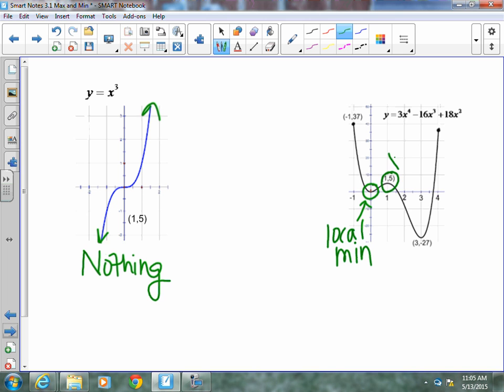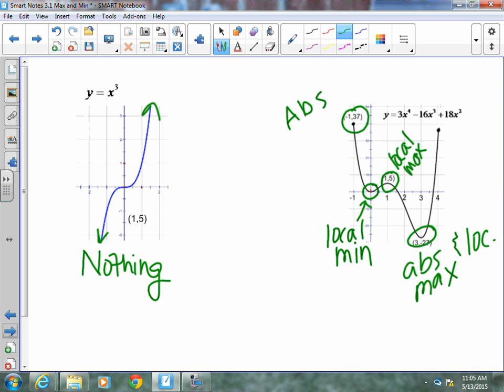So this is going to be a local max. This is going to be our absolute max. Could also be considered a local. This point is going to be our absolute max. It cannot be a local because there are not points on either side. And finally, this endpoint is nothing. Can't be a local max because we don't have points on both sides of that point.